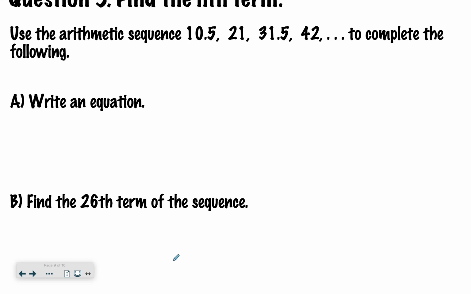I want you to write an equation for this arithmetic sequence, and then I want you to find the 26th term. Okay, so on your Edpuzzle, it's going to be 2 separate questions. The first time the video pauses, you're going to write the equation. Then the second time the video pauses, you're going to write your 26th term. Okay, good luck.